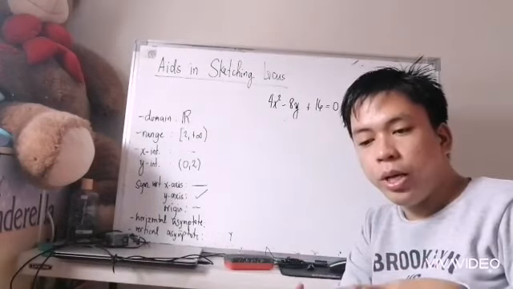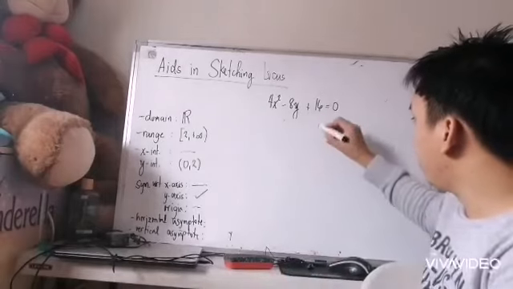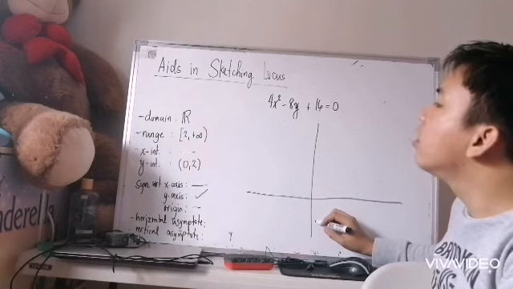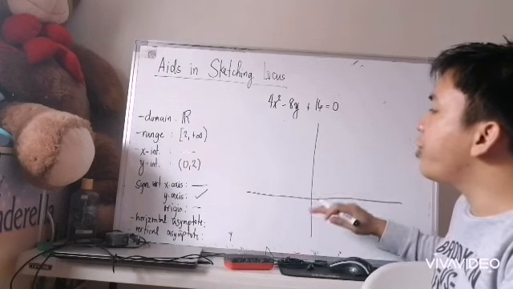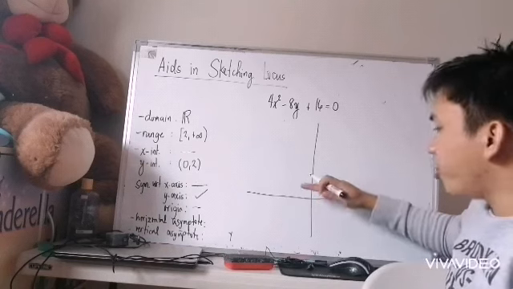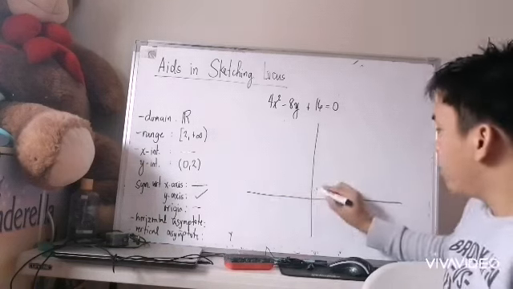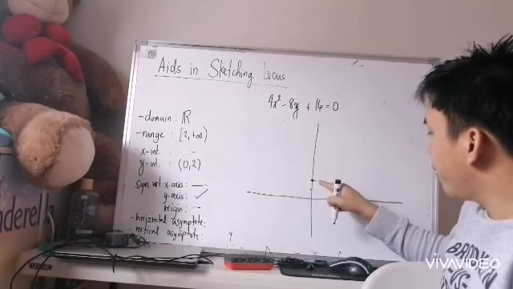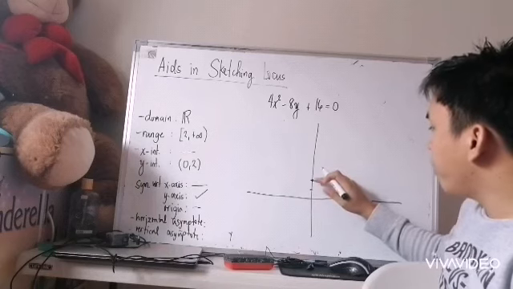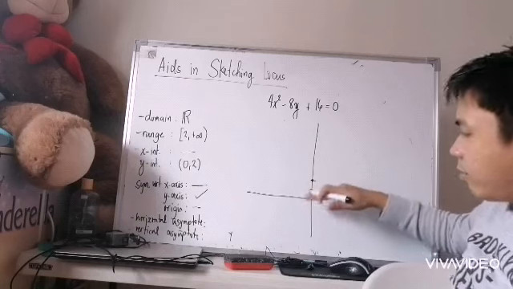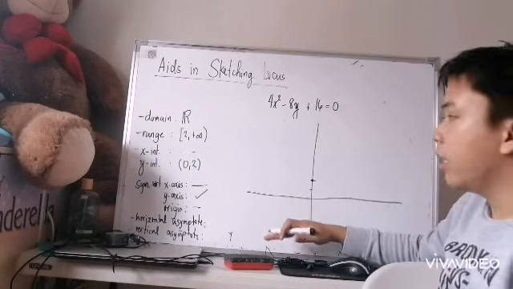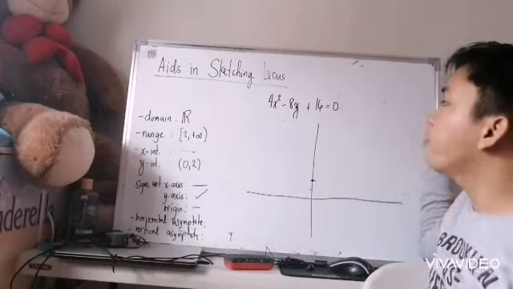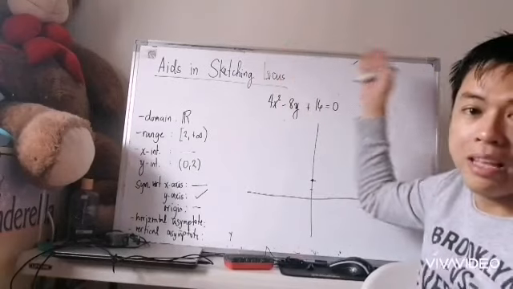Now, how do we sketch the graph of this? So let's check this here. Your range is starting from 2 to positive infinity, so therefore you don't expect your graph to be found here. Let's say this is your 2 here. This is your (0, 2). So you expect your graph starting from this level up there. You cannot find a graph found here, okay? Because your range is from 2 to positive infinity.